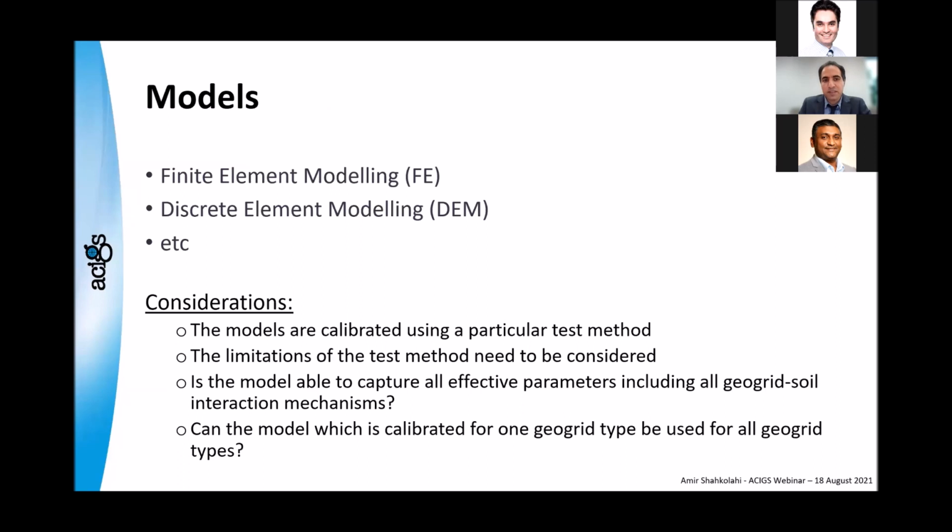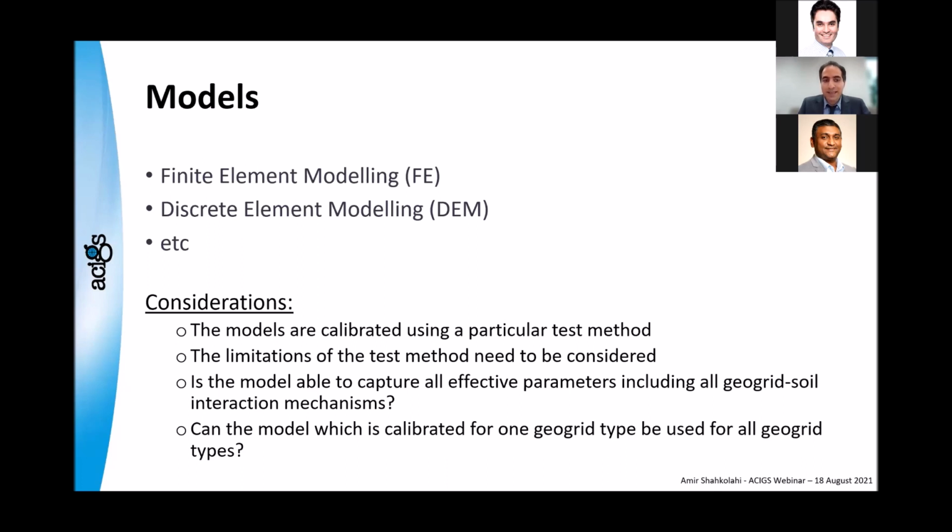Models that we can use can be finite element models, or DEM models, different models. But what is very important to consider is that mainly these models are based on, and are calibrated or developed based on, a particular test method, like pull-out or direct shear. So the limitations of those test methods should be considered and can affect our model.